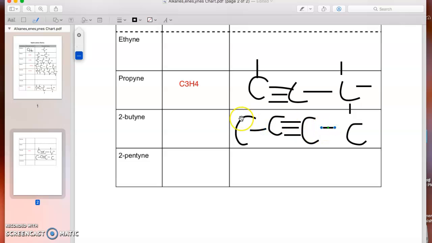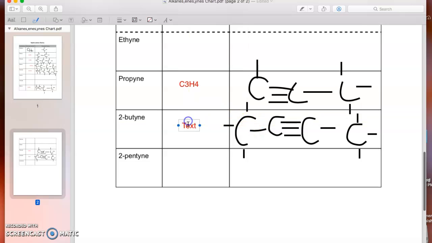And then we go ahead and fill in our hydrogens. So we need 1, 2, 3 here. On this guy we need none because it has 4 bonds to it. On this guy we need none because it has 4 bonds to it. And then on this guy we need 1, 2, 3. So our formula for this one will be C4H 1, 2, 3, 4, 5, 6.